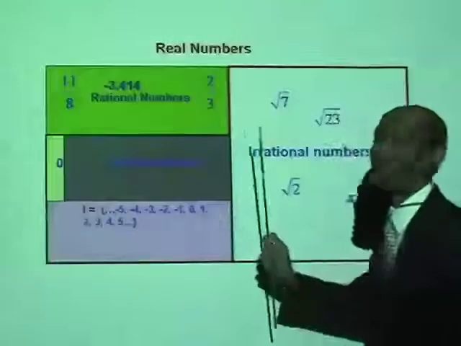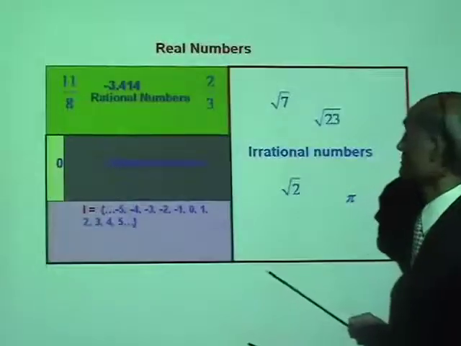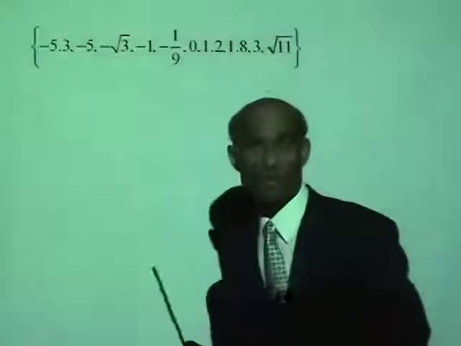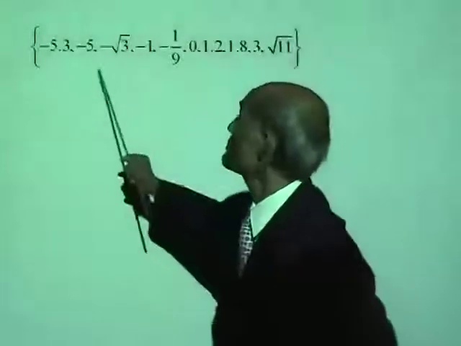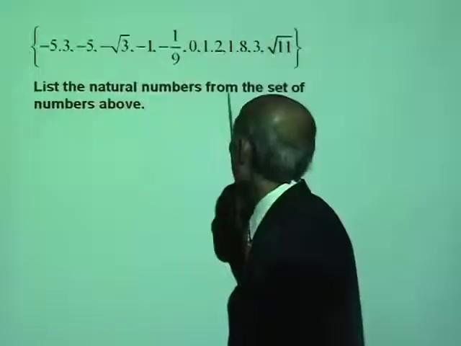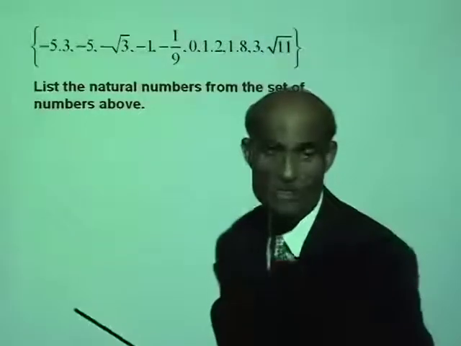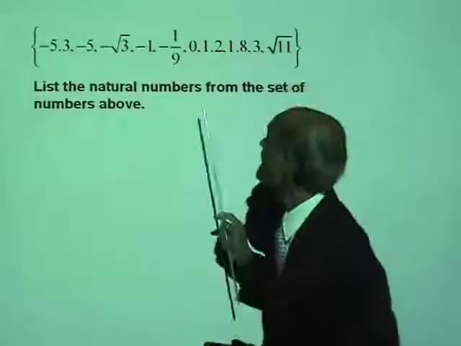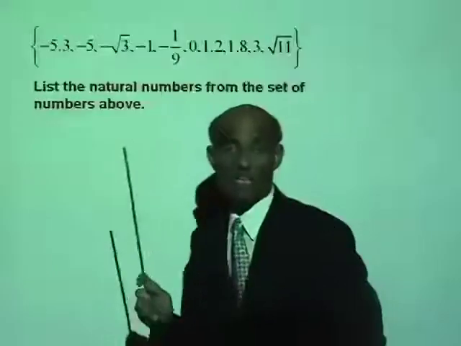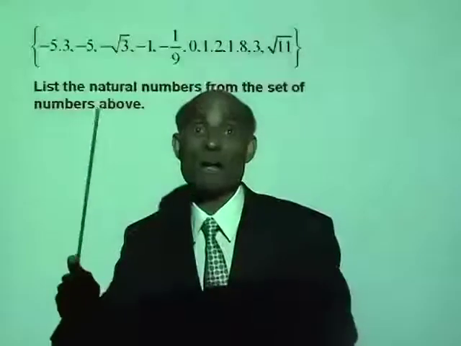Okay, I want you to look at and learn the various concepts of these. Alright? Let me give you a simple question. Look at the set of numbers I have given you. List the natural numbers from the set of these numbers given. What are the natural numbers in here? Now, remember, natural numbers are discrete numbers starting from 1.